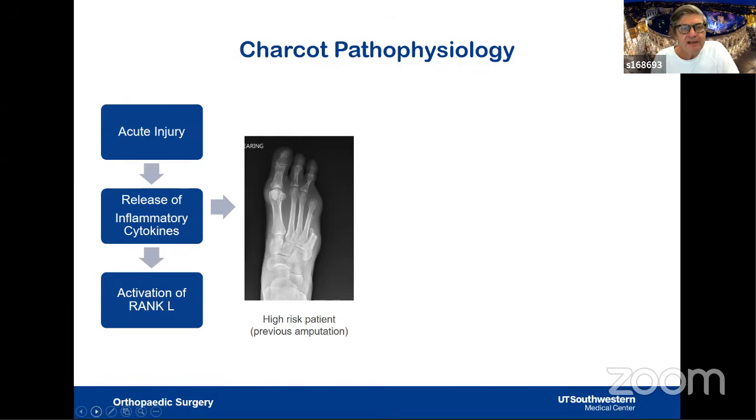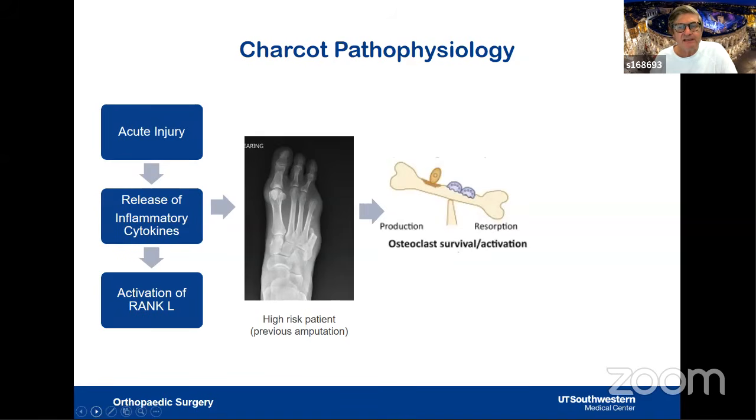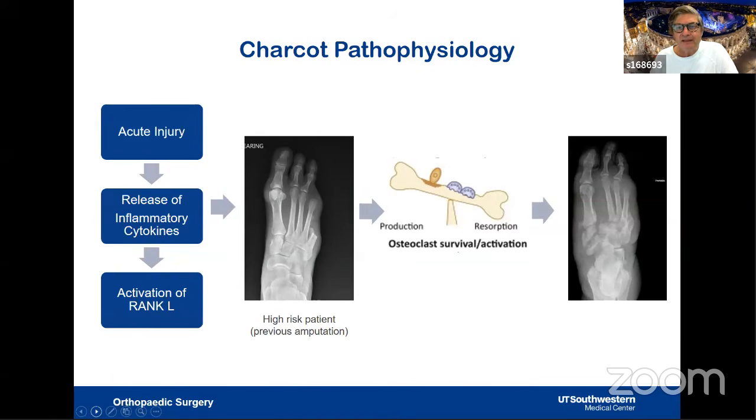As you can see, this is a high-risk patient. How do we know that? They've had a previous 5th metatarsal ray amputation. They've had a 4th toe amputation. So clearly, this patient has underlying neuropathy because they had an infection. They're at high risk. And what happens is you get an imbalance in the production of osteoclasts causing resorption, and you end up with this foot.